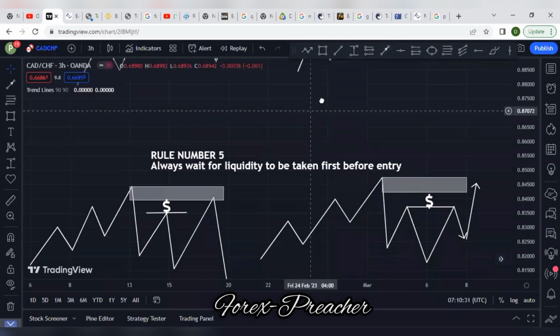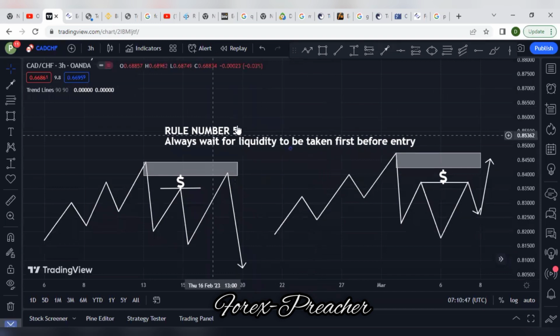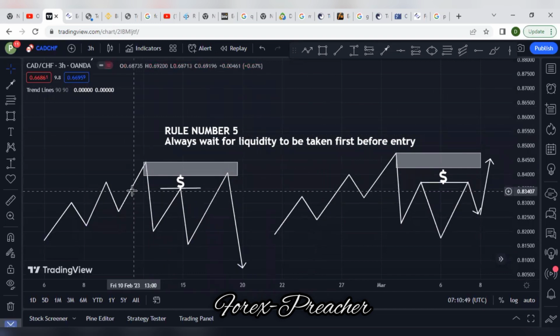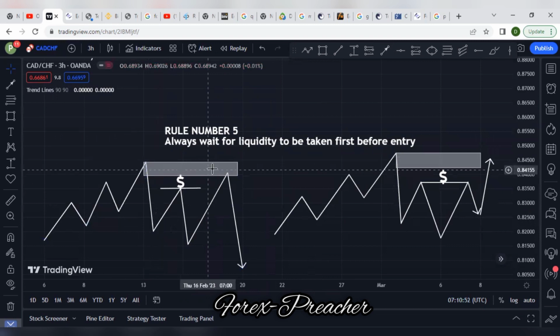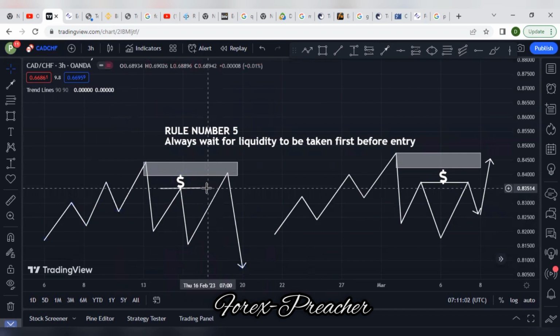Rule number 5 says: always wait for liquidity to be taken before entry. Don't stand in front of a gun. Don't stand in front of it. Trade in the direction of the next liquidity. Now look at this. We have price forming this supply zone, and then we have our shift in structure over here. It went up for the very first time, and that formed a zone over there. So this is one top. Price is likely to come back here and then break through.